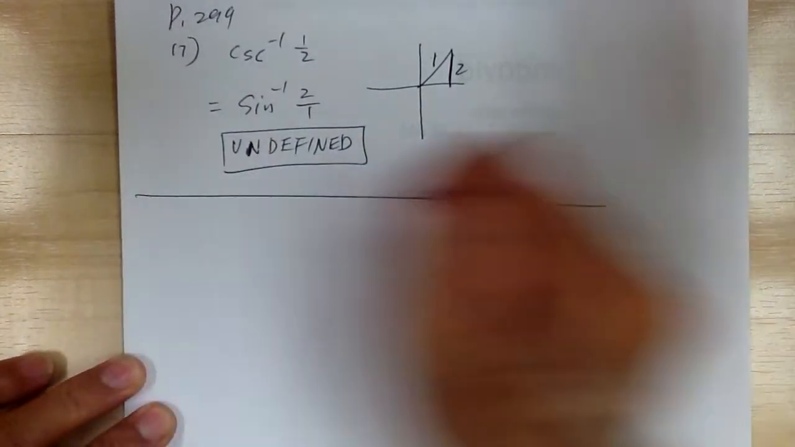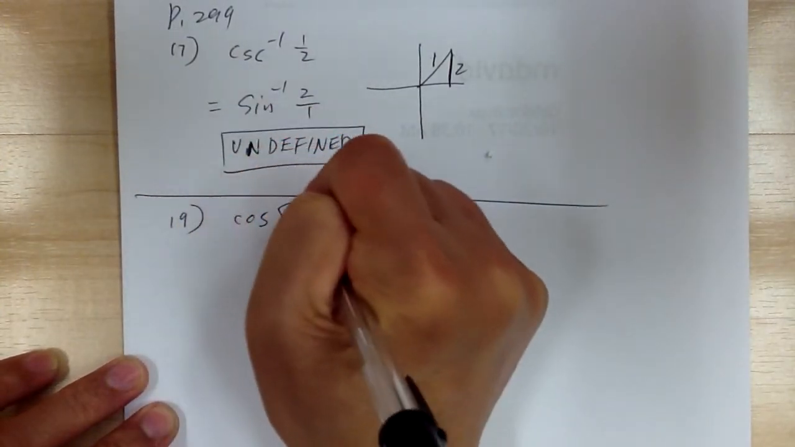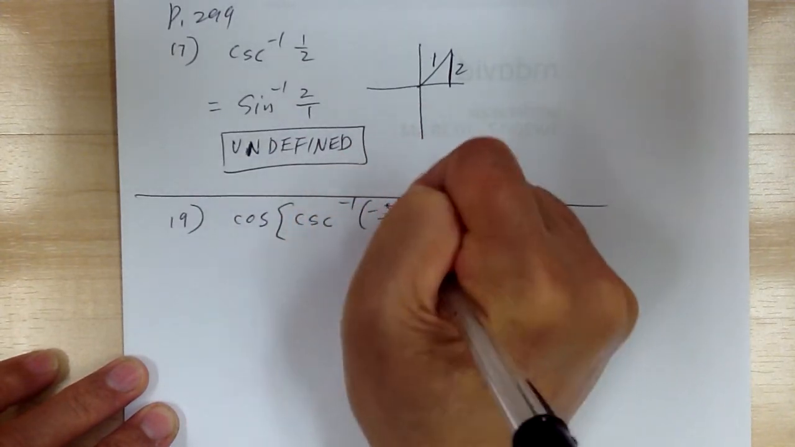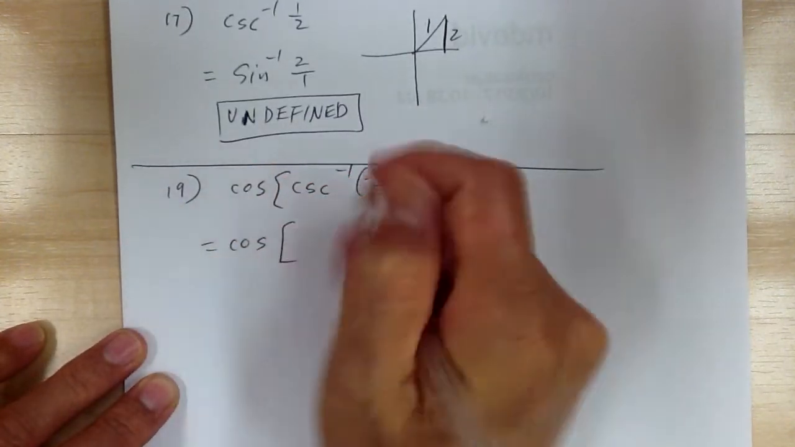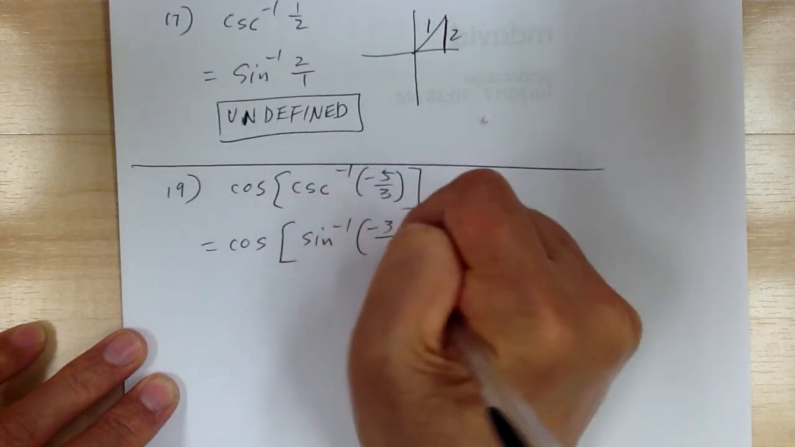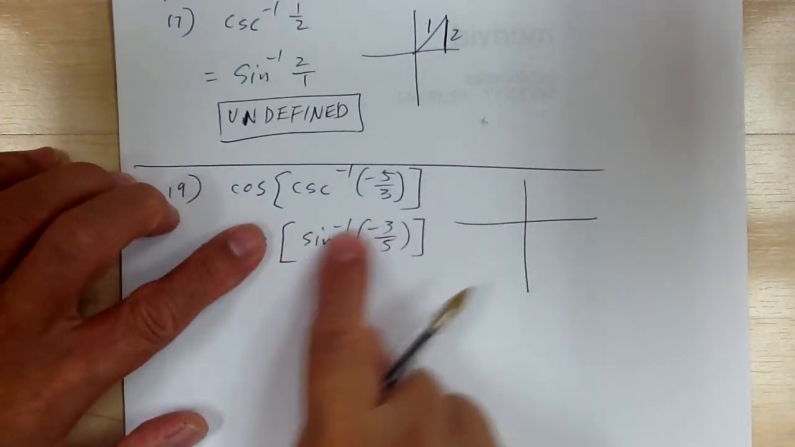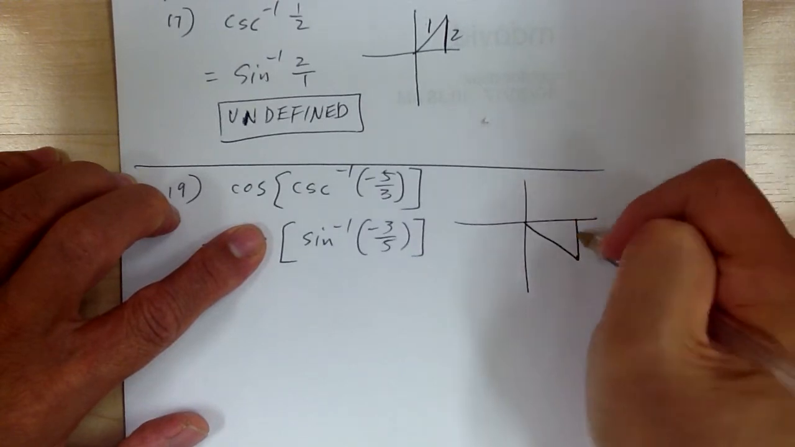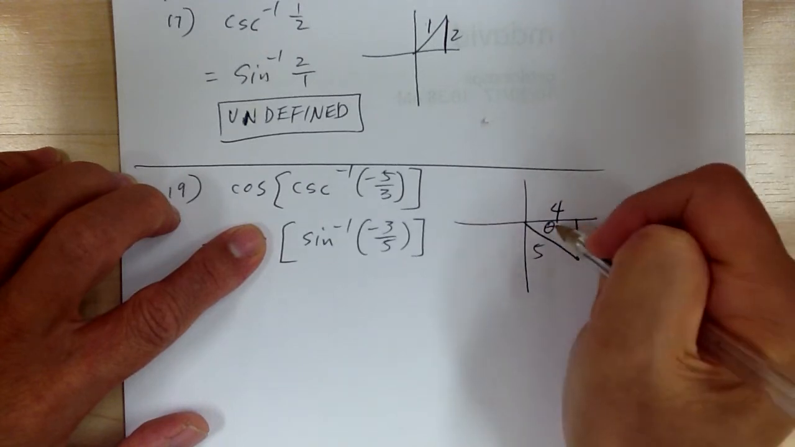Let's go to 19. You have cosine of cosecant inverse of negative 5 over 3. Okay. So again, I'm going to convert cosecant into sine, into inverse sine, so you flip it over. So you draw your picture. There are two parts, so you have to do this part first. So this one is going to be right over here. So it's negative 3 over 5, so this is 4.